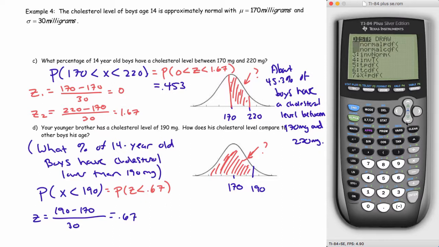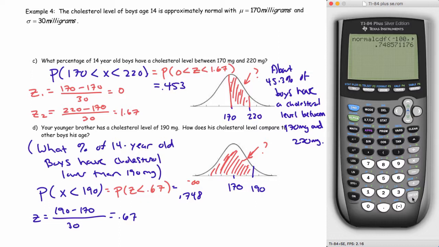And on a calculator, that produces 100 to stand in for this left tail here, which goes off to negative infinity. So negative 100 comma 0.67 equals 0.748. So there's a couple ways of answering this question. You could say your younger brother's cholesterol is higher than 74.8% of 14-year-old boys, or boys his age. That's one way of answering it.